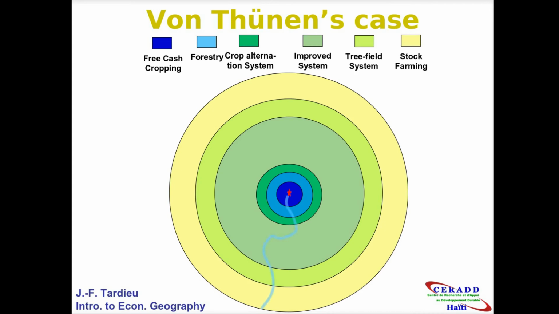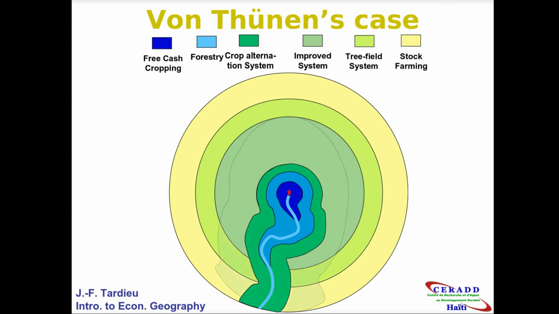Suppose a river facilitates transportation from the city. The cost of transportation decreases along the river. As a result, the rings are deformed. The same phenomenon occurs in the case of a road or a railway. Another consequence is that land rent will be increased along the communication route.